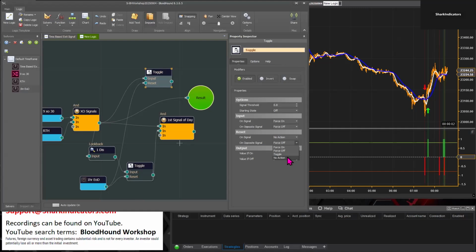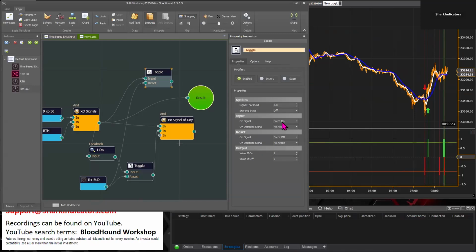The default settings are the most common. That's why they're the default settings. And so this example here, what I just showed you, would be probably the second most common setup here. So the input turns the toggle node on, and then the reset, a reset opposite signal, turns that toggle node back off.